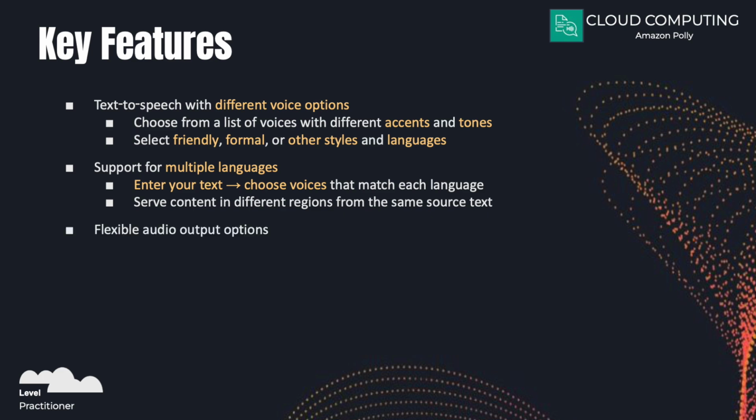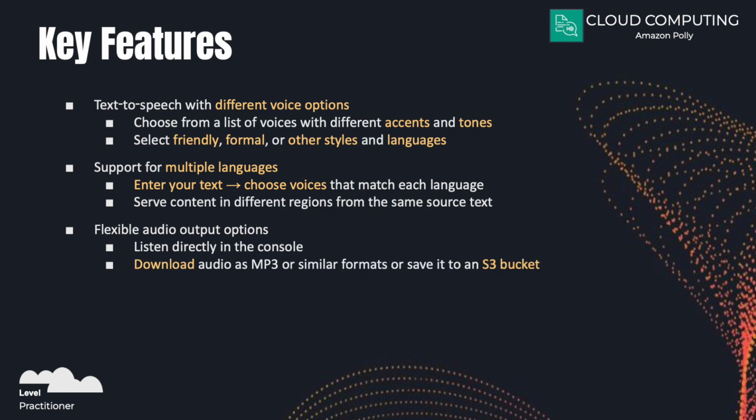Third, different output options for the audio. Once Polly generates the speech, you can listen to it directly in the console, download it as an audio file like MP3, or save it to an S3 bucket. You can quickly test short text in the console, or you can generate audio files that are stored and reused later in your application.